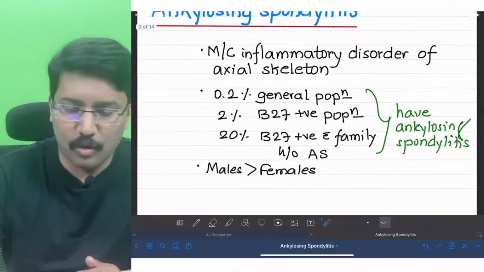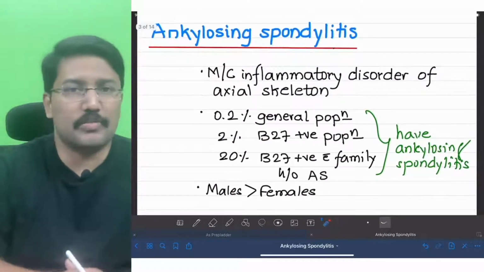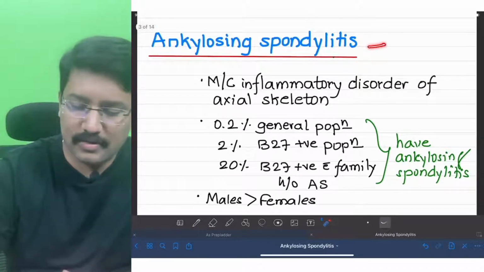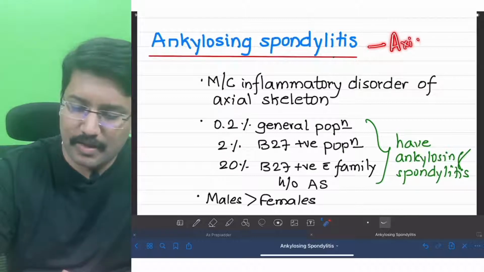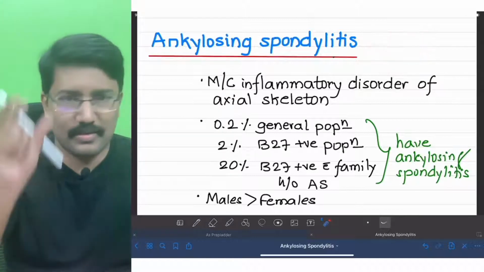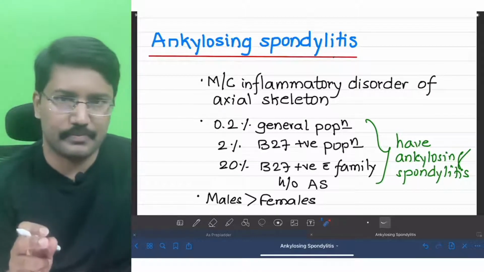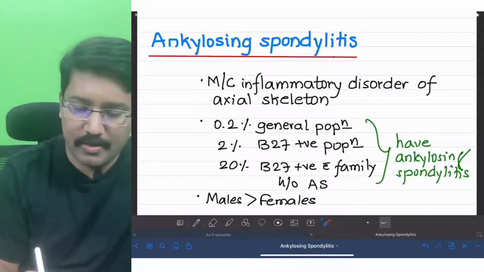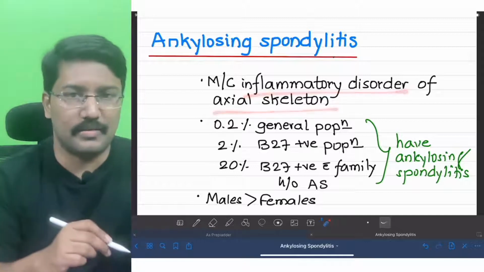Now coming to the topic proper for the day, that is ankylosing spondylitis, right? What is this? Yes, this is a spondyloarthritis which falls under the heading of axial spondyloarthritis, right? The axial joint is more affected. So remember, this is the most common inflammatory disorder of the axial skeleton.